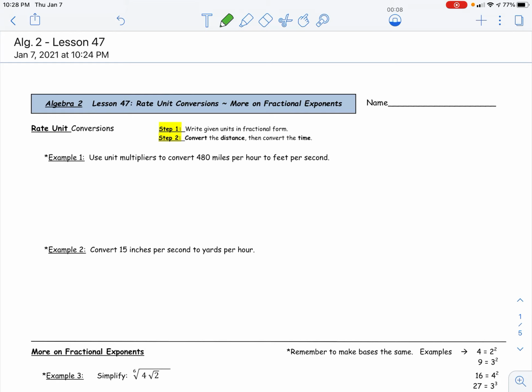Today we're going to be looking at lesson 47. So if you'll please make sure that you have your packets ready and have your books as well, that would be helpful. Today's title is Rate Unit Conversions, and we're going to do a little bit more on fractional exponents. We started that on Thursday, but let's look at the rate unit conversions to start with.